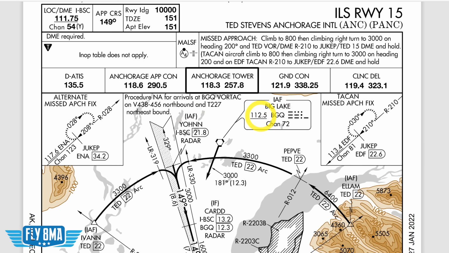We can see 112.5 underlined, meaning there is no voice on that frequency. We have the Morse code identifier for it, the BGQ. We could punch that into a GPS and get there. And we can see channel 72 on the bottom of this, meaning yes, along with that symbol right there, indicating that the Big Lake VOR does have DME on it.